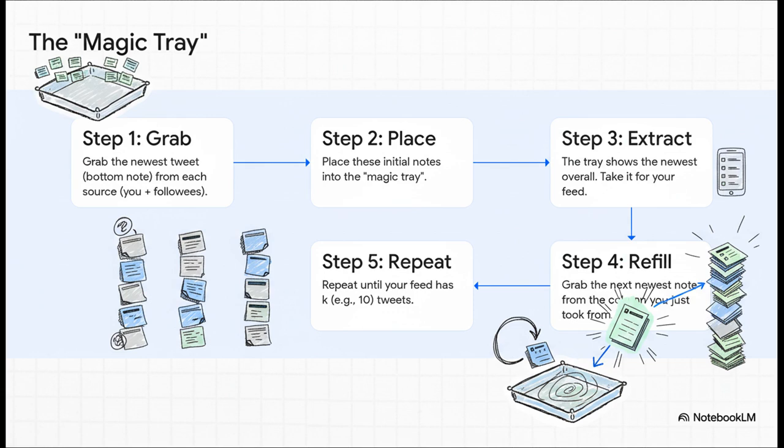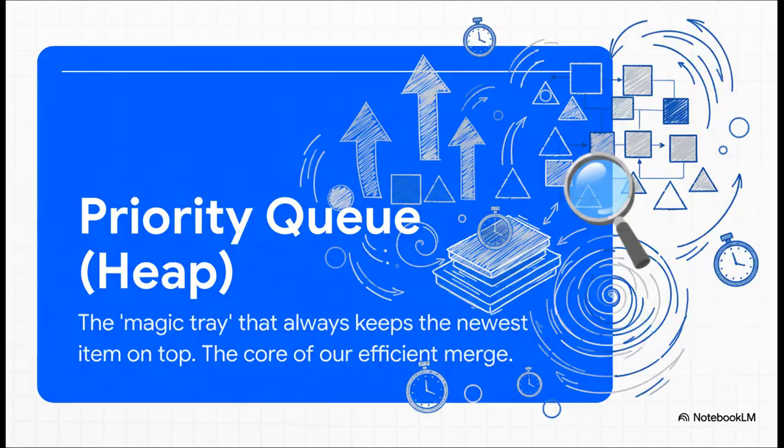You just repeat this process 10 times and boom, you have your perfectly sorted feed. This is the algorithm in action right here. Now, of course, our magic tray isn't actually magic. In the world of computer science, it has a proper name. It's a priority queue, and it's usually built with a data structure called a heap.